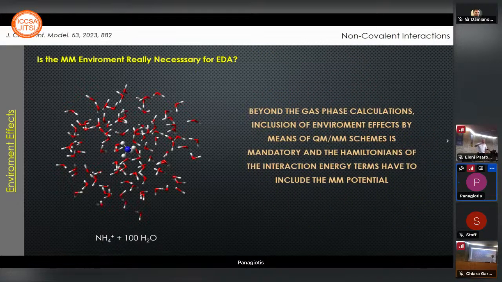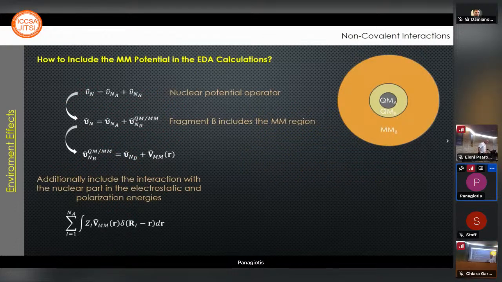So the conclusion here is that it's necessary to include the classical environment at the time of studying the molecular interaction, and it's also important in the decomposition we do later. So in the electrostatic and different terms, it's also very important to include the potential created by this classical region. So the strategy we follow is to include this potential in our methodology.